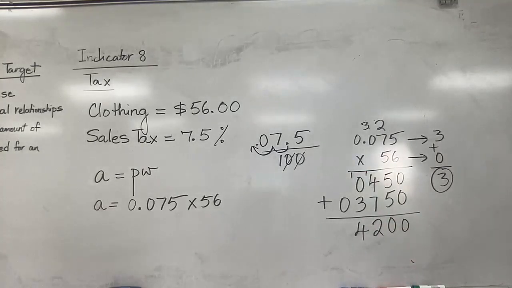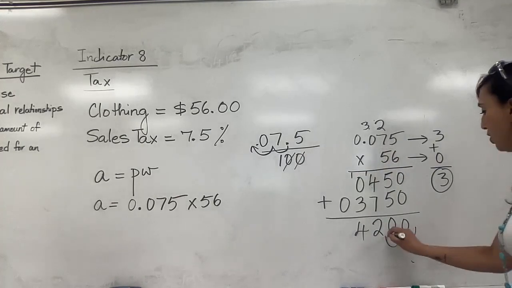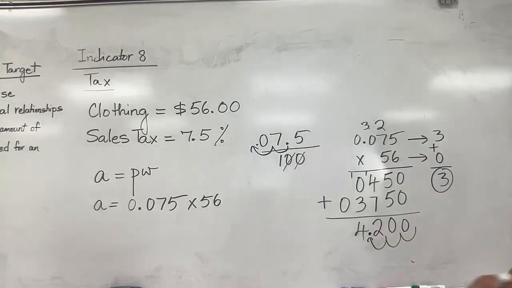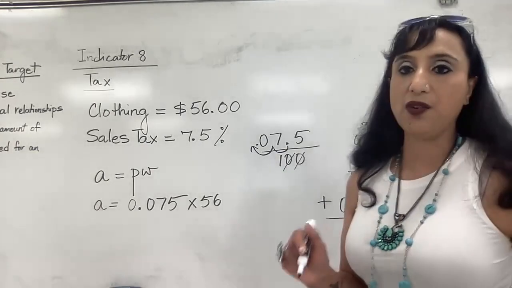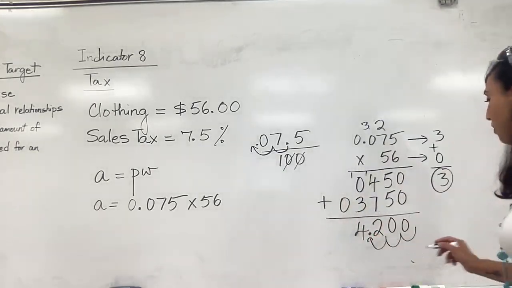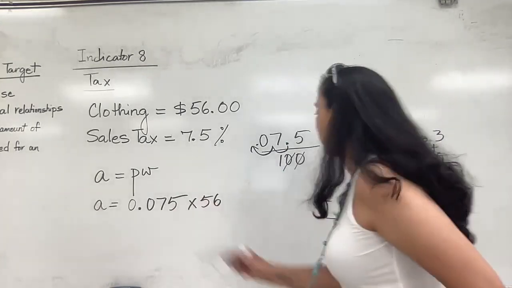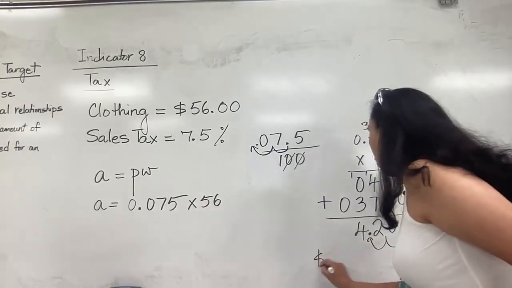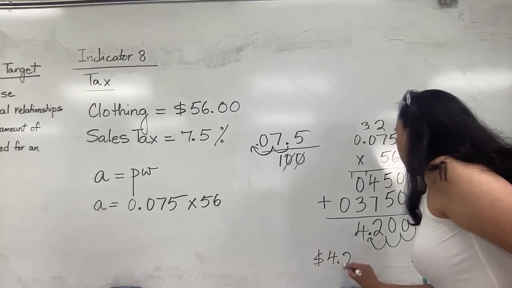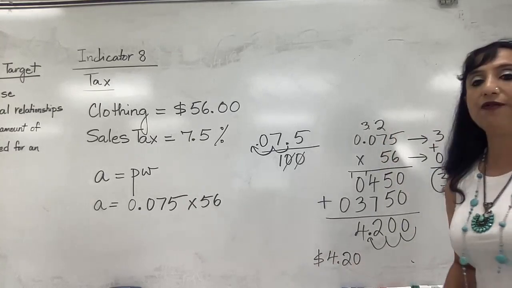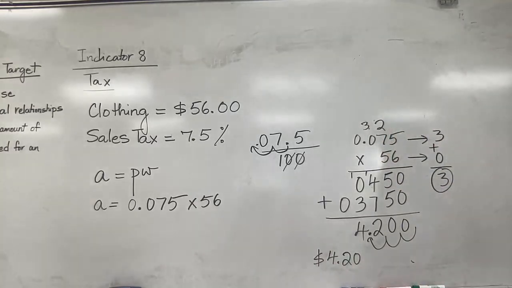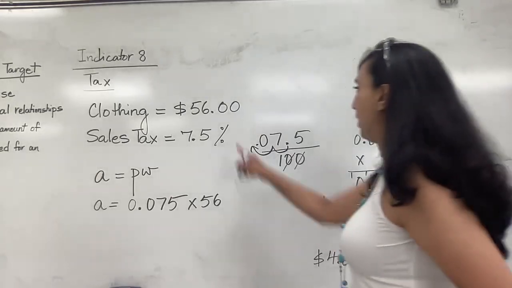Okay, and then I am going to go how many places to the left? 3. So 1, 2, 3. And so what's my tax? My tax is definitely, remember, money is rounded to the 100th place value. So my tax, my A is going to be $4.20.